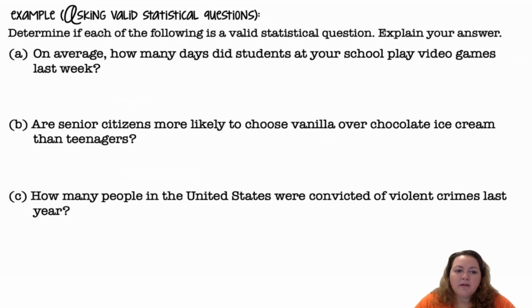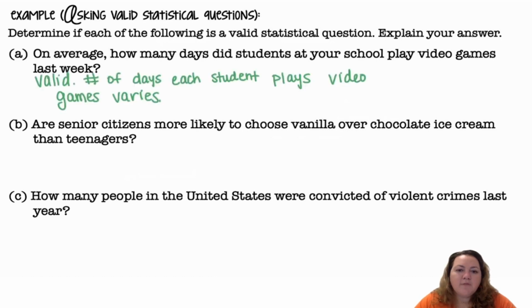All right, asking valid statistical questions. Determine if each of the following is a valid statistical question. Explain your answer. On average, how many days did students at your school play video games last week? All right, this is valid. The number of days each student plays video games can vary. All right, we're going to get different varying results and we're able to collect data on it.